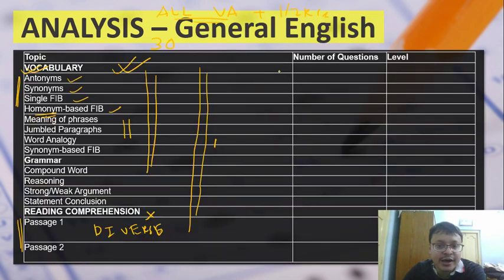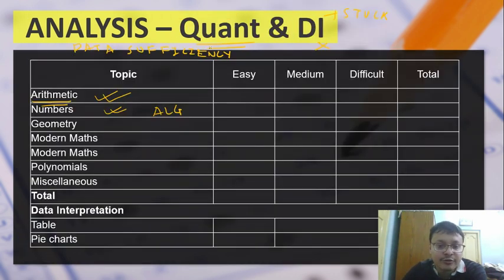Level of difficulty wise, the level of difficulty is easy to moderate. The primary challenge will be the time front, that you need to go faster with the questions. Otherwise, the level of questions is mostly going to be easy to moderate. Very few will be on the difficult side.